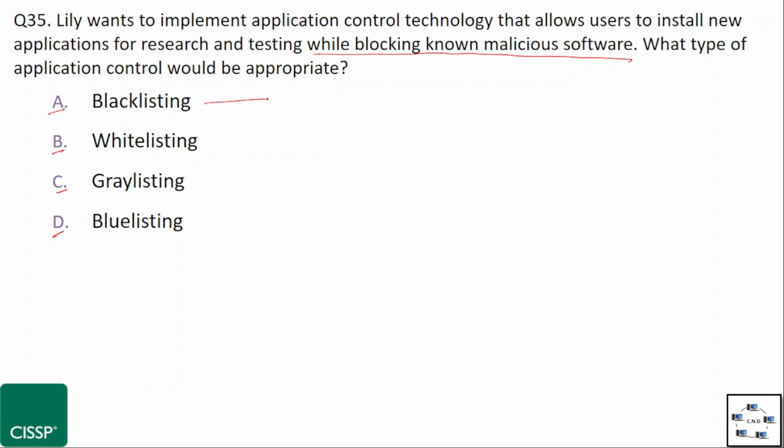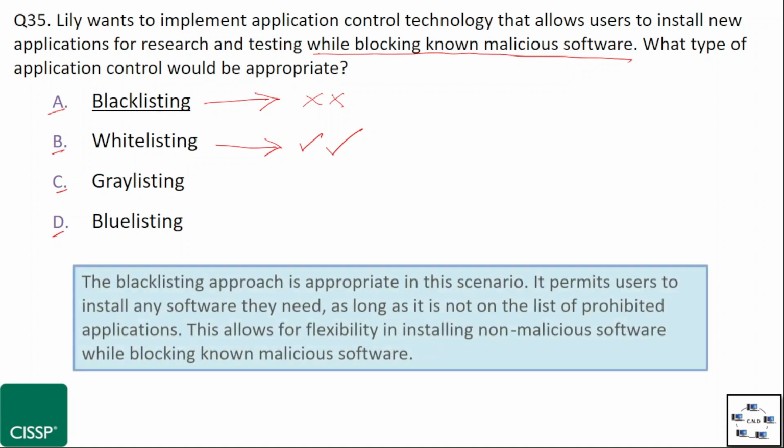So blacklisting is identifying applications that you know are malicious and blocking them. Whitelisting means allowing known good application and blocking all others. So in this case, since Lily wants to block the malicious application, the correct answer is blacklisting.